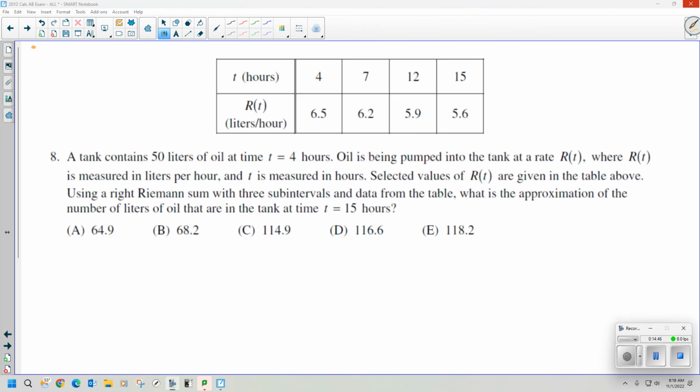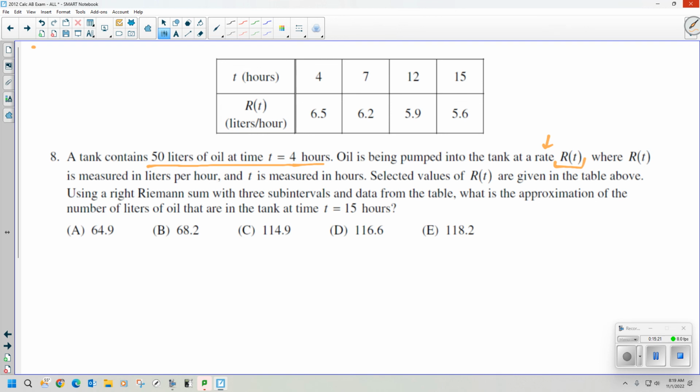Oh boy. Graphs and tables, oh my. Number 8. A tank contains 50 liters of oil at time equals 4. This looks like it's going to be important. 4 hours. Oil is being pumped into the tank at a rate R of t. That's a rate, where R of t is measured in liters per hour and t is measured in hours. Okay. Selected values of R of t, our rate, are given in the table above.